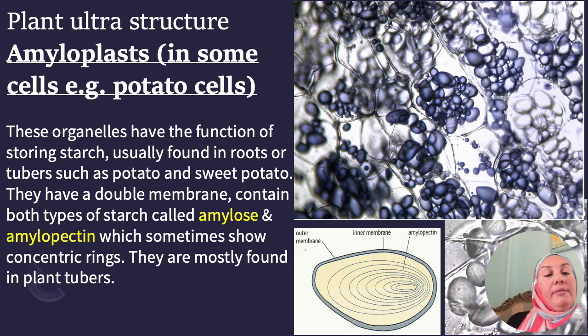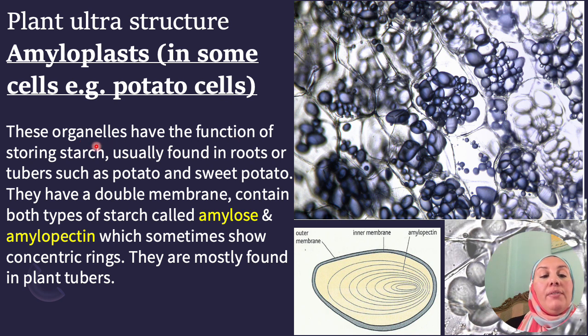Now we're at the final plant ultrastructure that we find in plants, amyloplasts. We don't find them in all cells, just like the chloroplasts are found in some cells. So amyloplasts are found in cells that are working in storage, such as potato cells in the potato tuber, or in other tubers such as sweet potato and so forth.